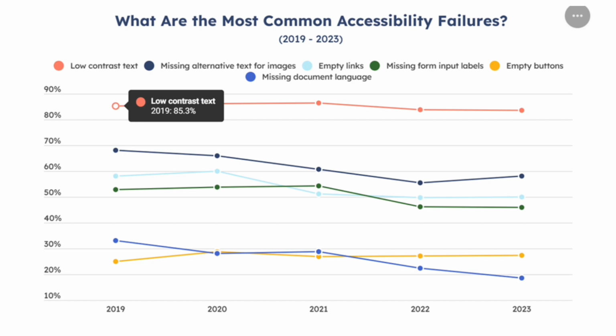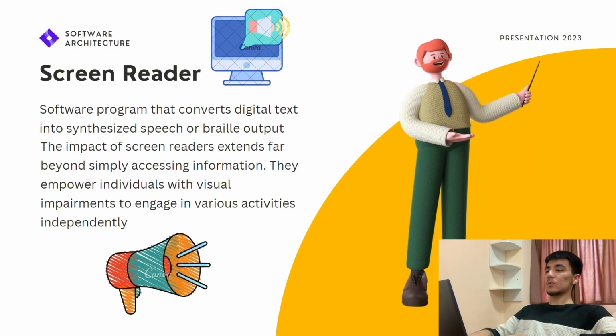This shows that there is still a lot of work to be done to make websites easier to use for everyone, especially those with disabilities. So as we know, there are many assistive technologies that play a pivotal role in enhancing accessibility and independence for individuals with disabilities. Among these technologies, one of the most widely used is a screen reader.